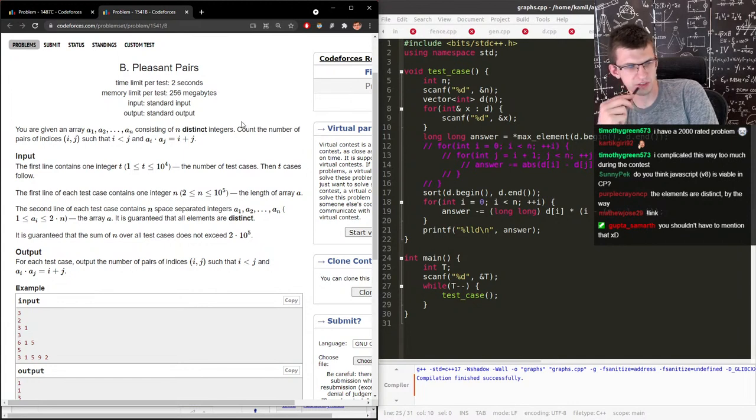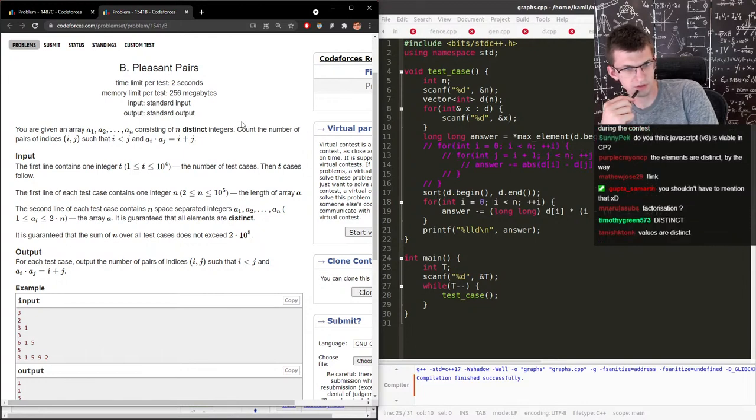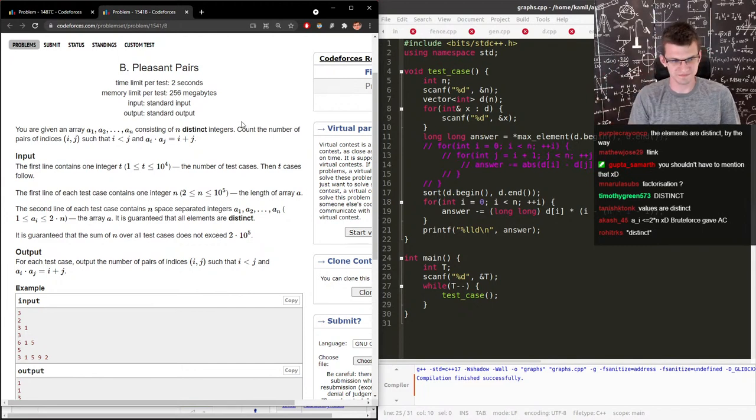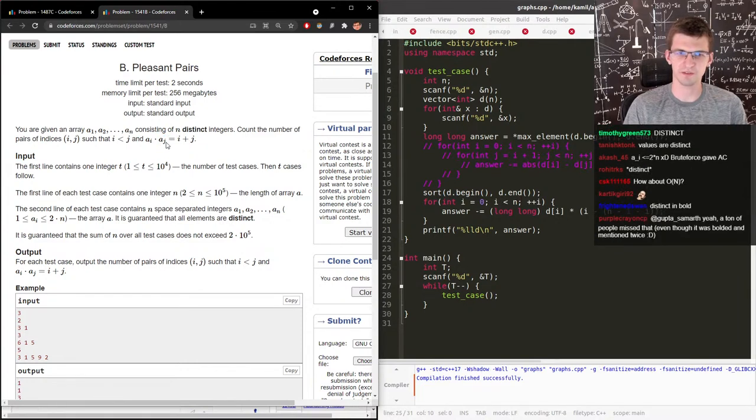We might use square root in complexity. You shouldn't have to mention that. To mention what? Oh, values are distinct. Oh. I see. Yeah. Well, if values are distinct, then that's easier because we won't have a lot of small values. And we shouldn't consider a pair of big values.